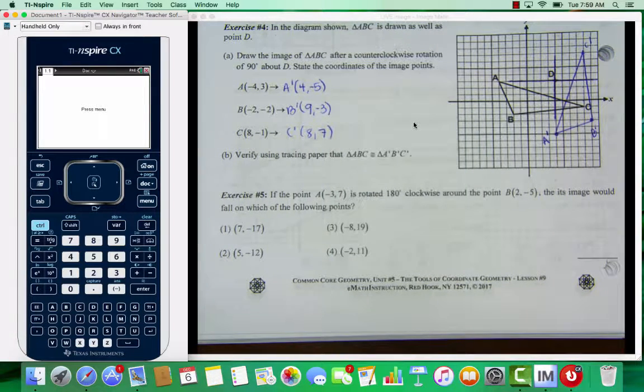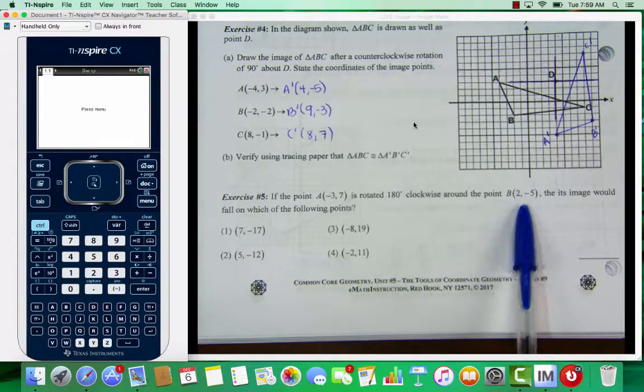All right, and then the one on the bottom is multiple choice, so this one I'm going to leave for you. If the point A has coordinates negative 3, 7, and it's rotated 180 degrees clockwise around the point B, which is 2, negative 5, then the image would fall on which of the following points? I would strongly suggest graph paper for this one so that you can plot it out and actually turn your paper and look. But again, the goal here is to figure out which one of those points is the image of A after you rotate it 180 degrees around the point 2, negative 5. So see how you do with that one.